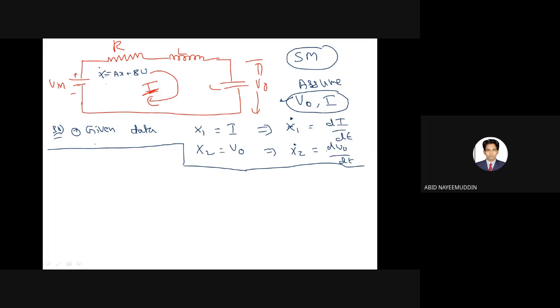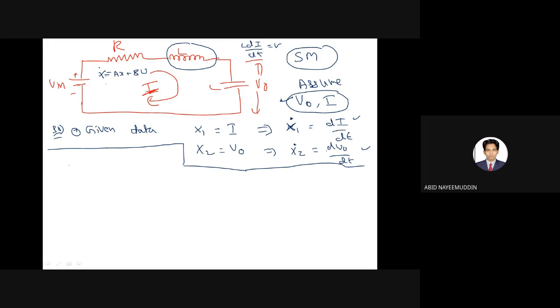So hence, I need to write one expression to get the matrix. Two variables, so a 2 by 2 matrix will come. I need a mathematical expression for di by dt, and one more equation for dV naught by dt. To get the expression for di by dt, I have an inductor like this. All of you are aware that there is a formula for an inductor, L into di by dt. What is this? This is equal to voltage.